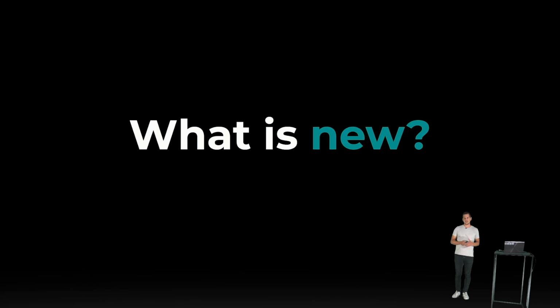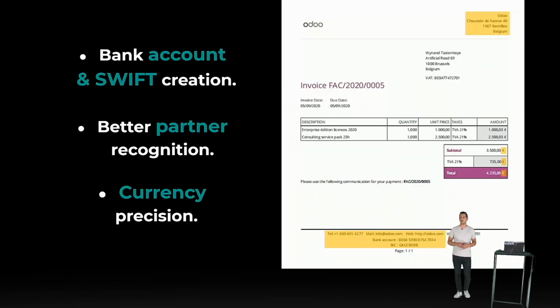So, besides that, what's new in Odoo 14? Well, first of all, as I mentioned already, we can now capture immediately bank accounts as well as the SWIFT on the image so that we will create it for you. Also, the better partner recognition is very visible because we can now not only catch the partner by the name, but also by the address, the mail, as well as the website and the VAT number. We already had currency capturing, but the precision has been way better than before.